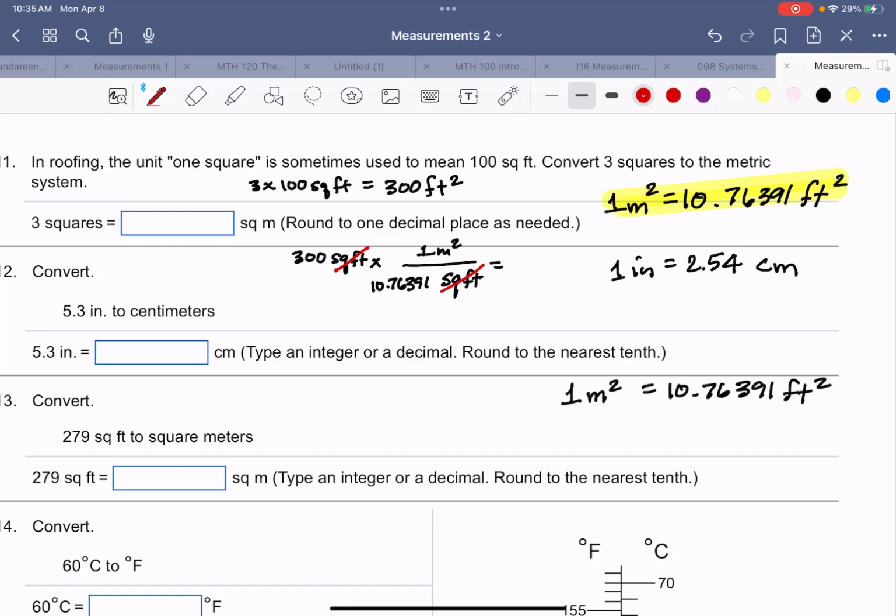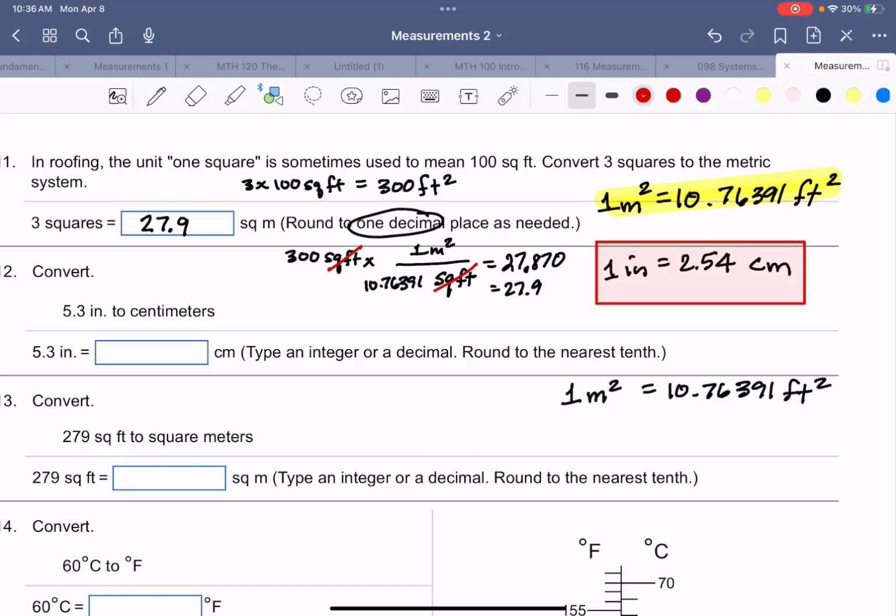So 300 divided by 10.76391 is approximately 27.870, and they say 1 decimal place, so 27.9. That's a decimal point. So 3 squares is 27.9 square meters when rounded to 1 decimal place.